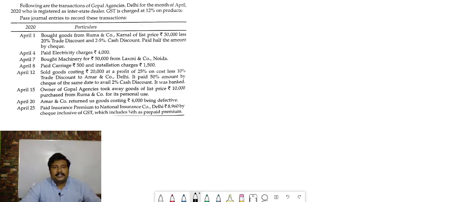So GST is charged at 12%. CGST and SGST would be 6% CGST and 6% SGST, and if it is IGST, it will be total 12%. The person is from Delhi. If the transaction is Delhi to Delhi, then CGST and SGST. If the transaction is outside of Delhi, then it will be IGST. Bought goods from Ruma and Company, Karnal.